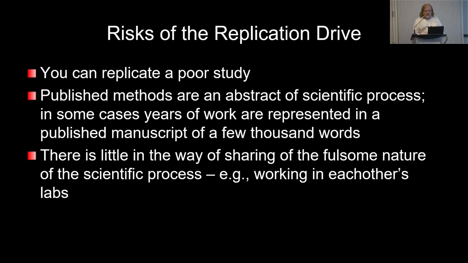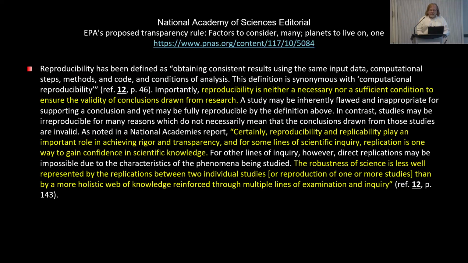And so in the proceedings of the National Academy of Sciences, they put this editorial out, and it's a lot of text here. I'm just going to highlight a couple of things. Don't worry about reading it. My slides are available on the website, so you can get them. But essentially what they're suggesting here is that reproducibility or replication is neither a necessary nor a sufficient condition to ensure the validity of conclusions drawn from the research. As I mentioned earlier, you can replicate a bad study. That doesn't make it a better study.